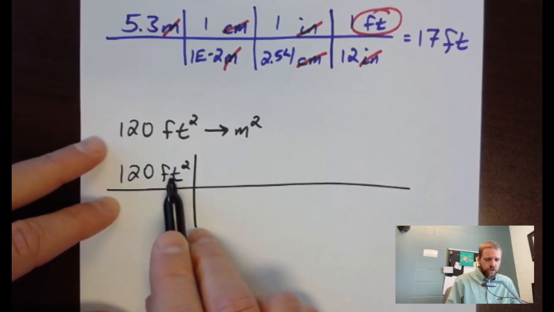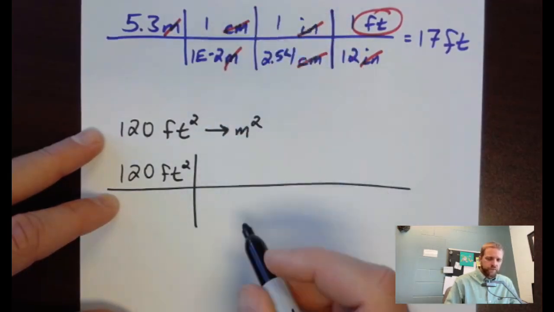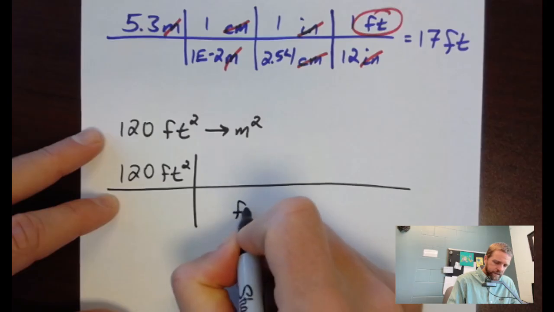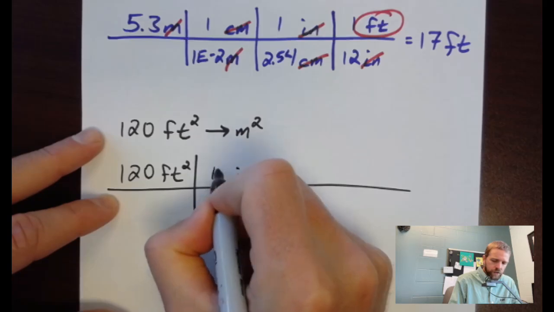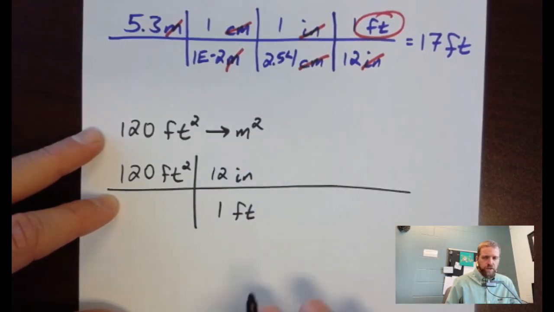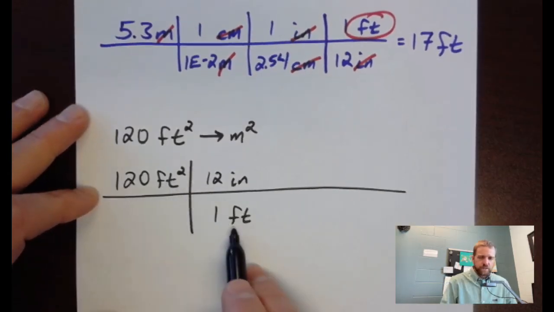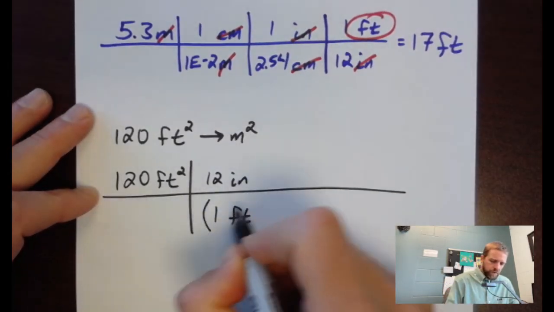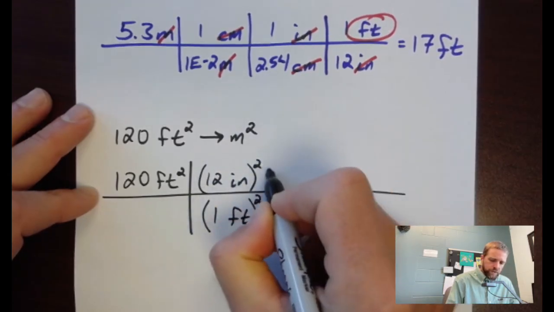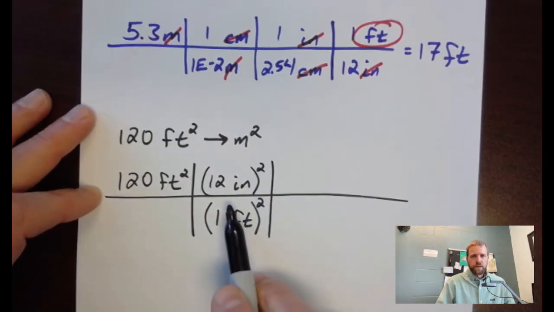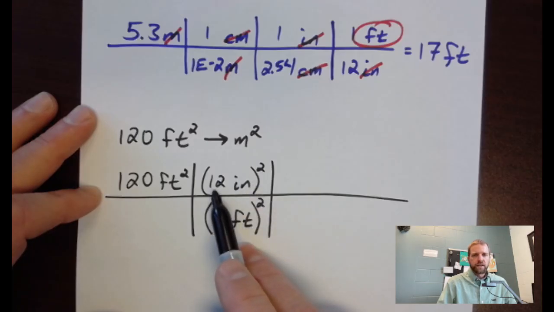Okay, so I need to go from feet to inches, because I need to just go in reverse. So I'm going to put feet here and inches in the numerator. And I know that there are 12 inches in 1 foot. Now here I only have converted one of the feet. So in order to convert both of them, I have to square the whole conversion factor. Okay? Notice I'm not just squaring the units, I'm squaring the unit and the number.